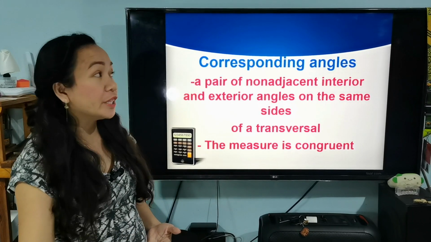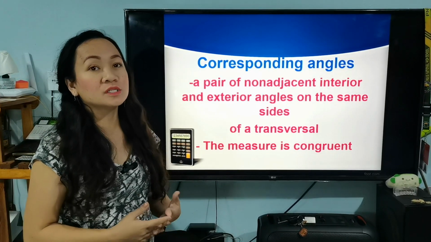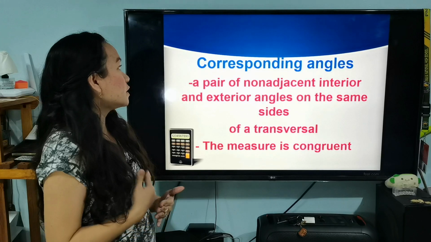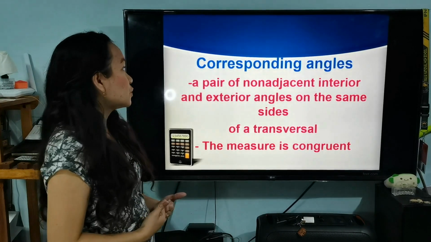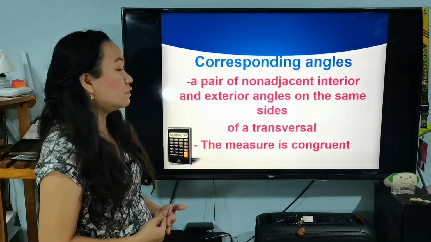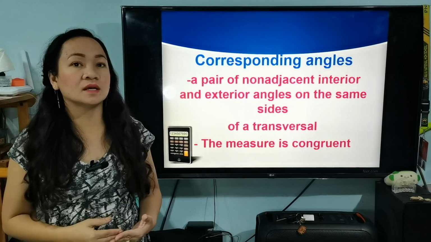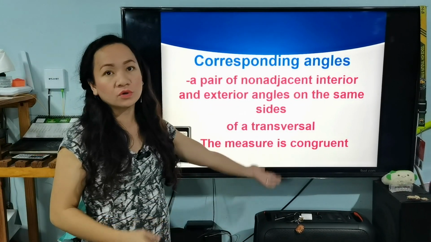Next, the word is corresponding angles. When we say corresponding angles, this is a pair of non-adjacent interior and exterior angles on the same side of a transversal. And the measure of all corresponding angles is always congruent.